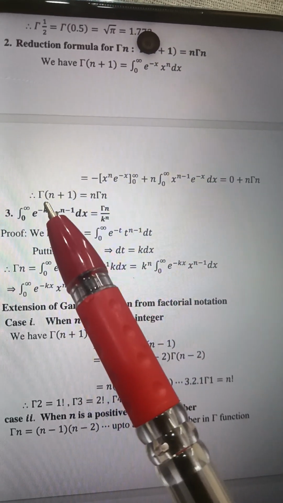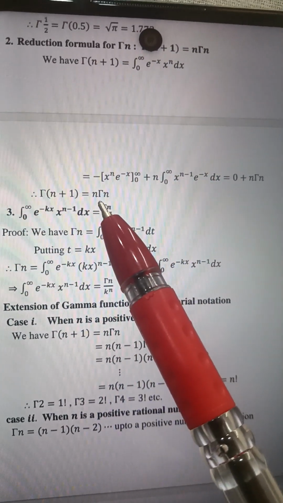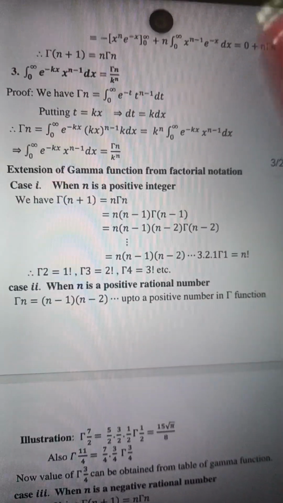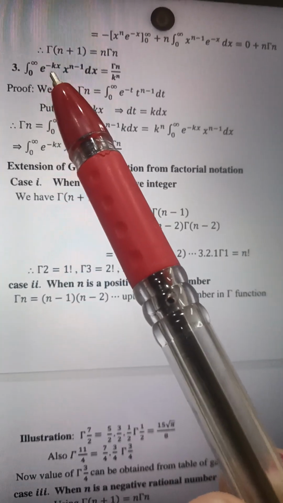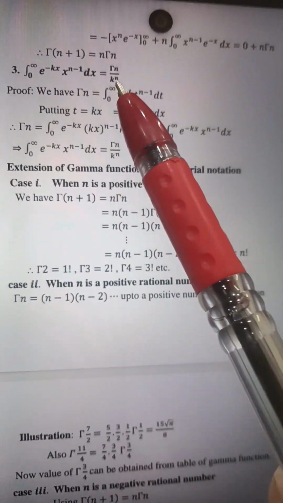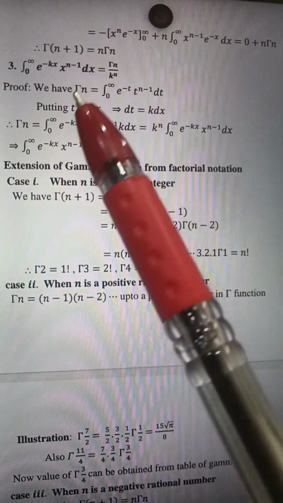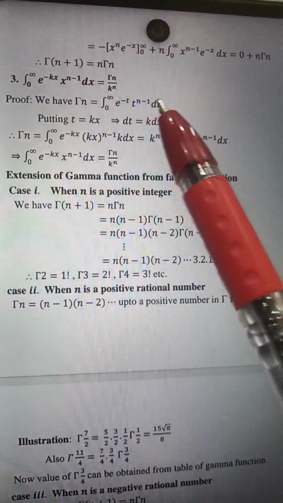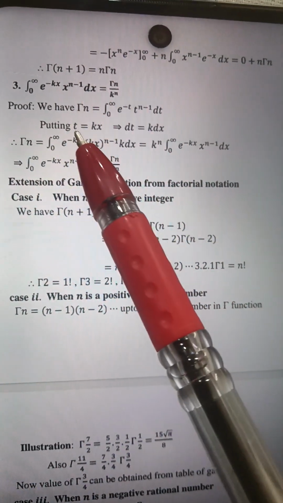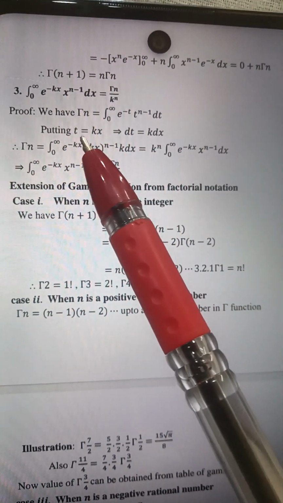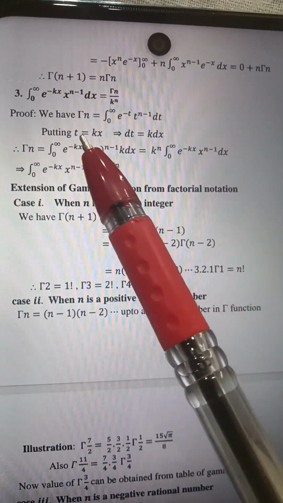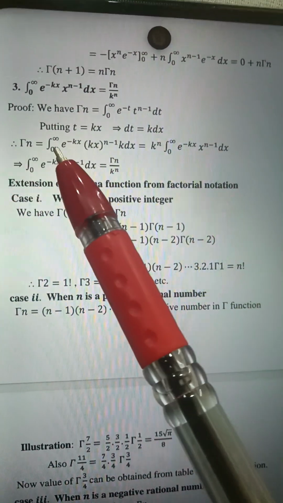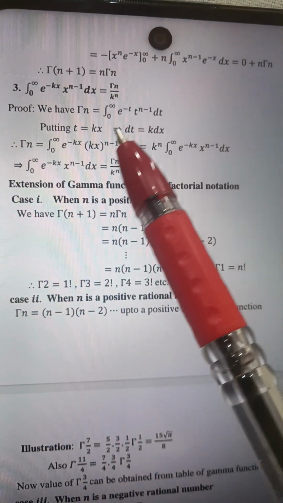So what we will get: factorial n plus 1 equals n factorial n. Now the third result: integral from 0 to infinity of e to the power minus kx, x to the power n minus 1 dx, equals factorial n upon k to the power n. Same result we have done many times. Now in place of t we are writing t equals kx, so dt will be k dx. This step is clear.